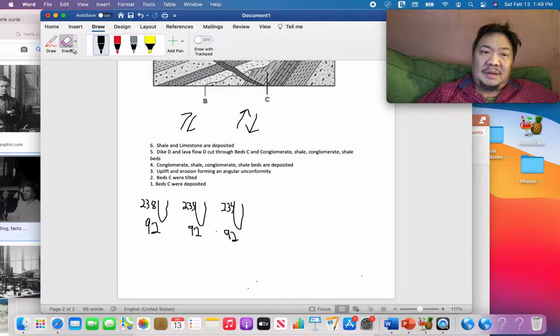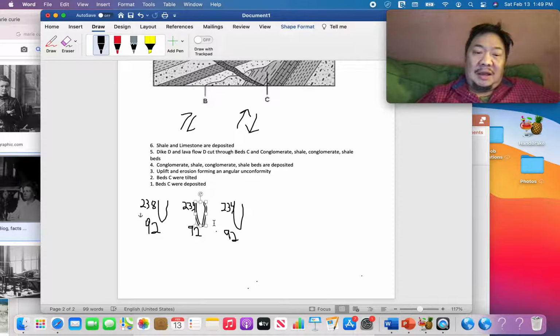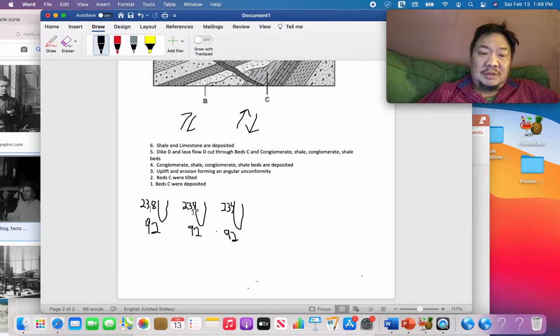Well, radioactive isotopes change into lighter isotopes, which we call daughters. Let me show you how that happens.